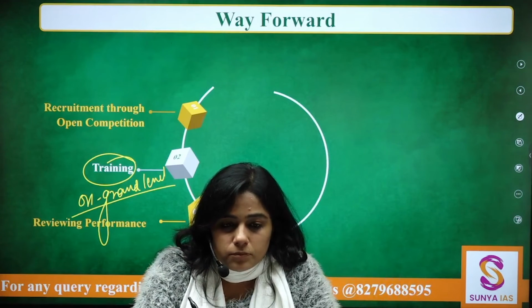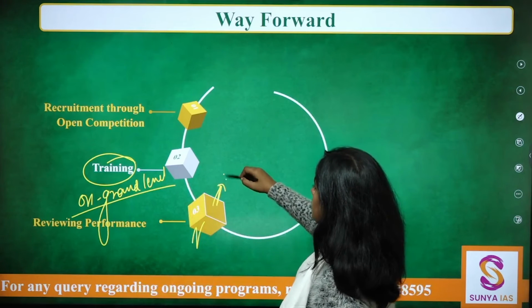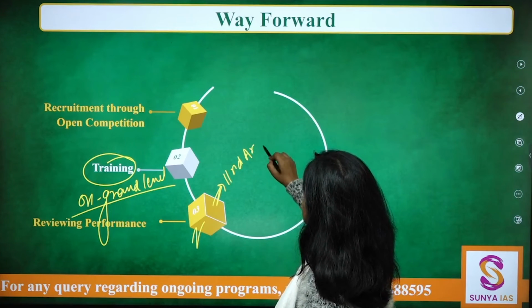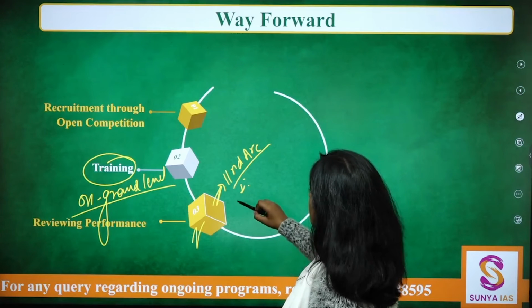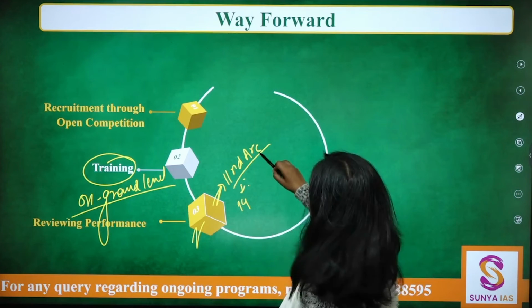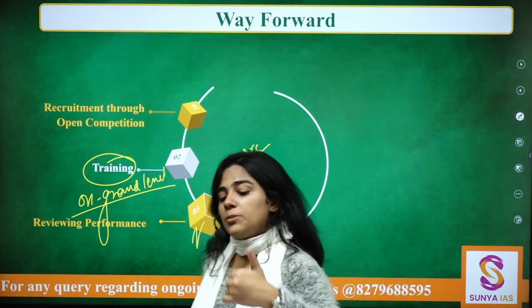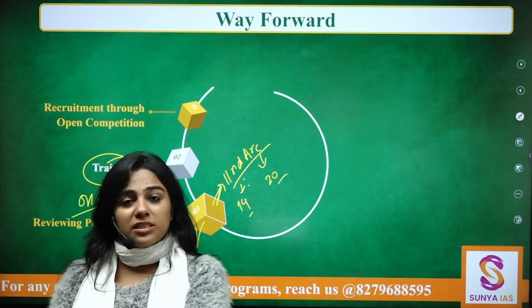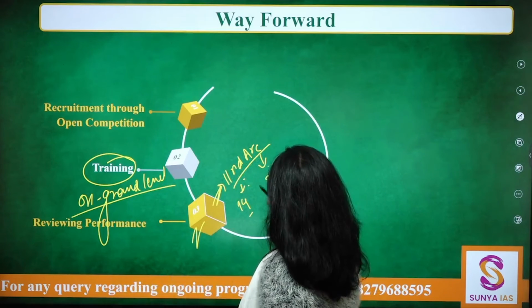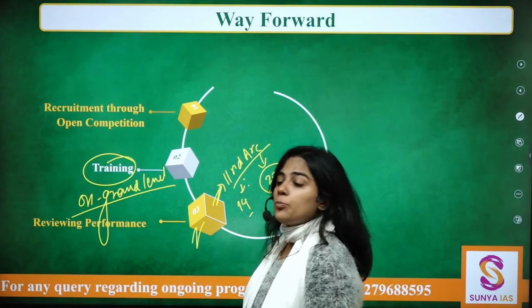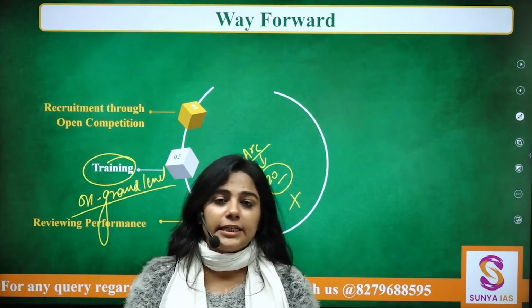So the career bureaucrats, I'm saying, the second ARC, please note this down, the second ARC has recommended that the performance of career bureaucrats should be reviewed at every 14 years and then at the completion of 20 years. So once the bureaucrat completes 14 years, then the performance is reviewed, and then at 20 years performance is reviewed. And the people who are not performing, they should be voluntarily retired.